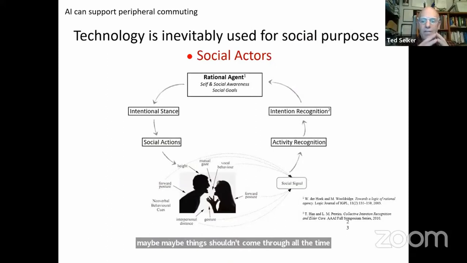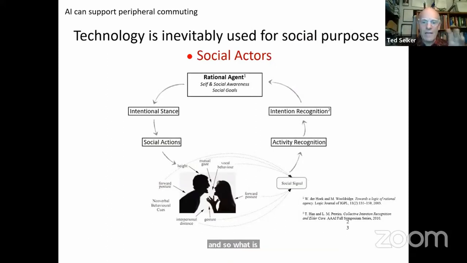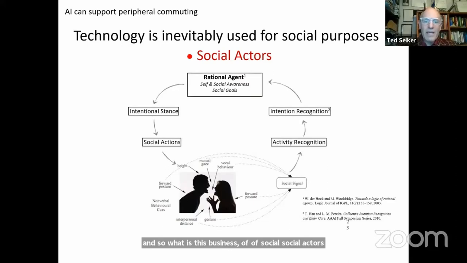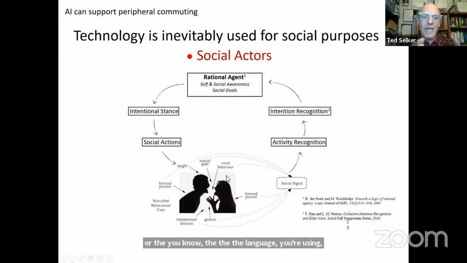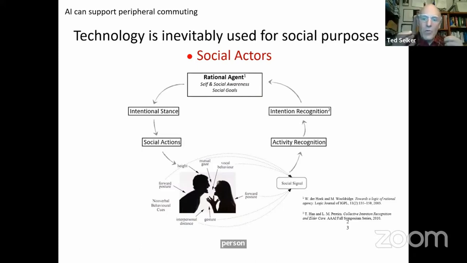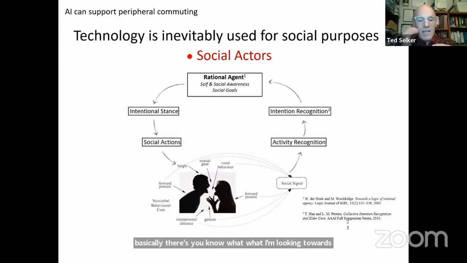And so what is this business of social actors? The idea is that when you're communicating, there's a lot of things that communicate what you are communicating that are separate from the text you're giving or the language you're using. You know, there's your mutual gaze, how close you're sitting to the person, the gesturing you're doing, and basically what I'm looking towards is a time when computers are aware of your social commitments and limitations, to allow them to not be making social blunders.